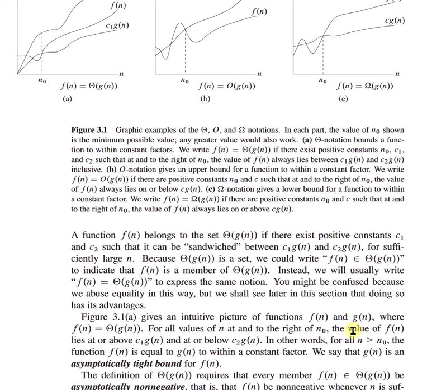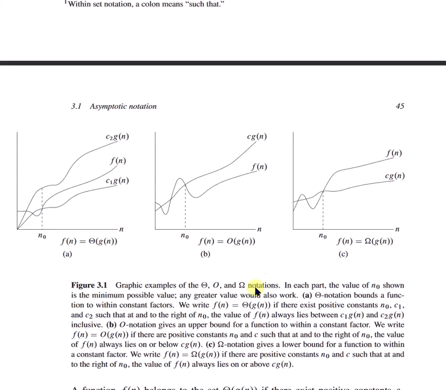Because theta of g of n is a set, we could write f of n belongs to the set theta of g of n to indicate that f of n is a member of theta of g of n. This is the belonging sign. Instead, we will usually write f of n equal to theta of g of n to express the same notion. You might be confused because we abuse equality in this way, but we shall see later in this section that doing so has its advantages. Graphic examples.